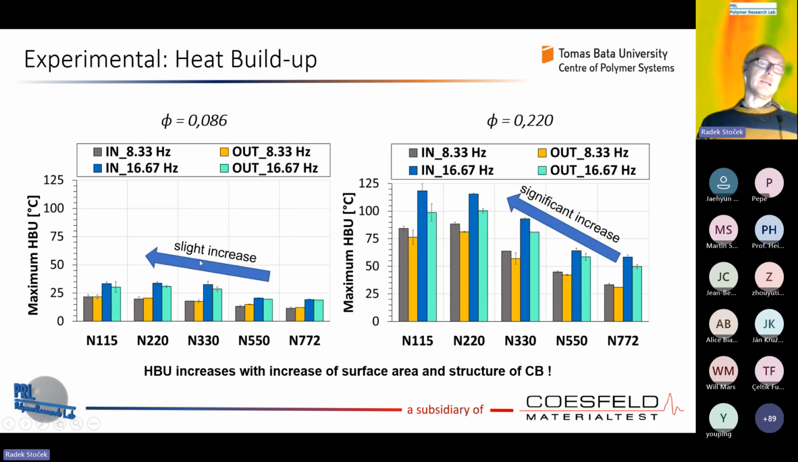Then we can see in comparison from the 20 and 60 pHr of carbon black that for 20 pHr of carbon black, we have only a slight increase of heat buildup with an increasing surface area and structure of carbon black. Of course, very slight, but there is an increase for sure. However, we have a really dominant increase when this is a material filled with 60 pHr of carbon black.